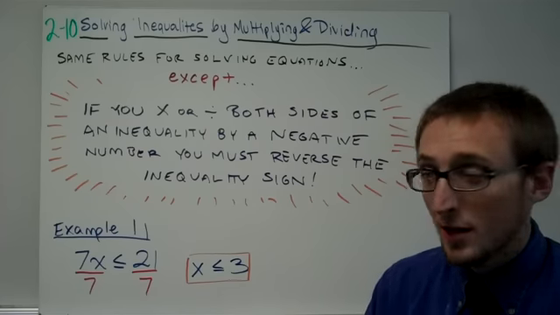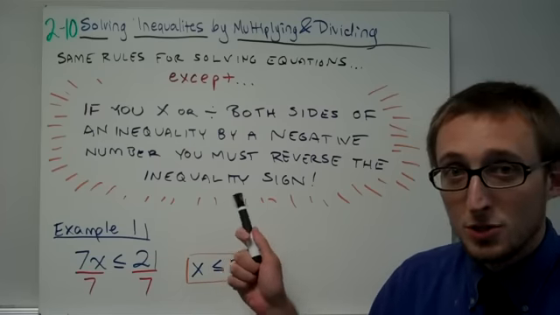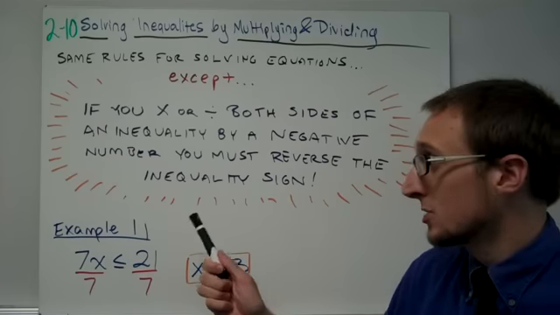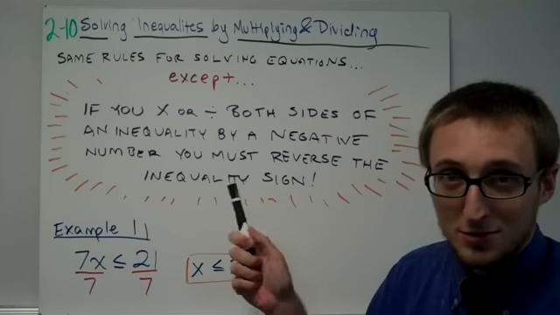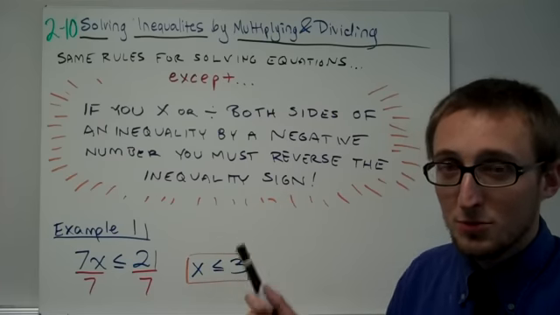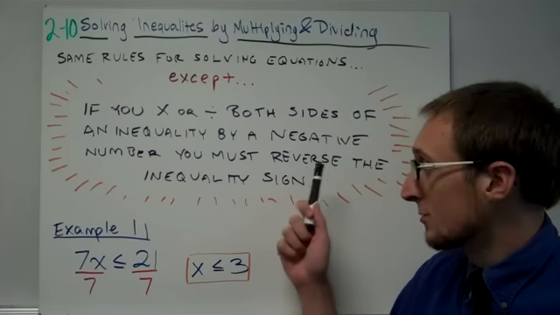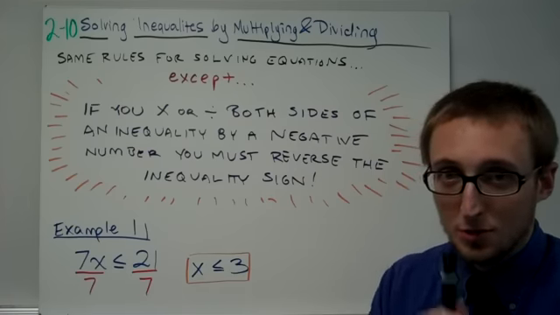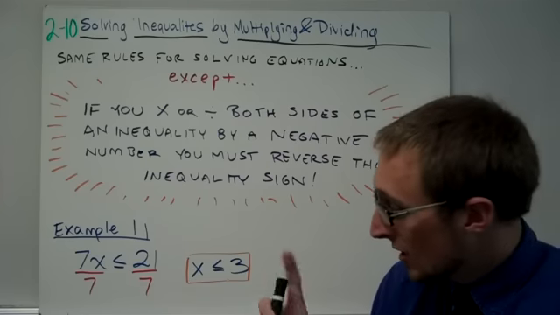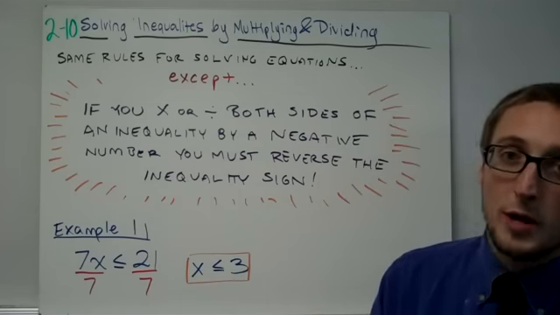Pause the video right there. Write that down, circle it, draw a unicorn next to it. The most common mistake when solving inequalities is that people forget to reverse the sign. Don't be that person. Let's take a look at example 1.